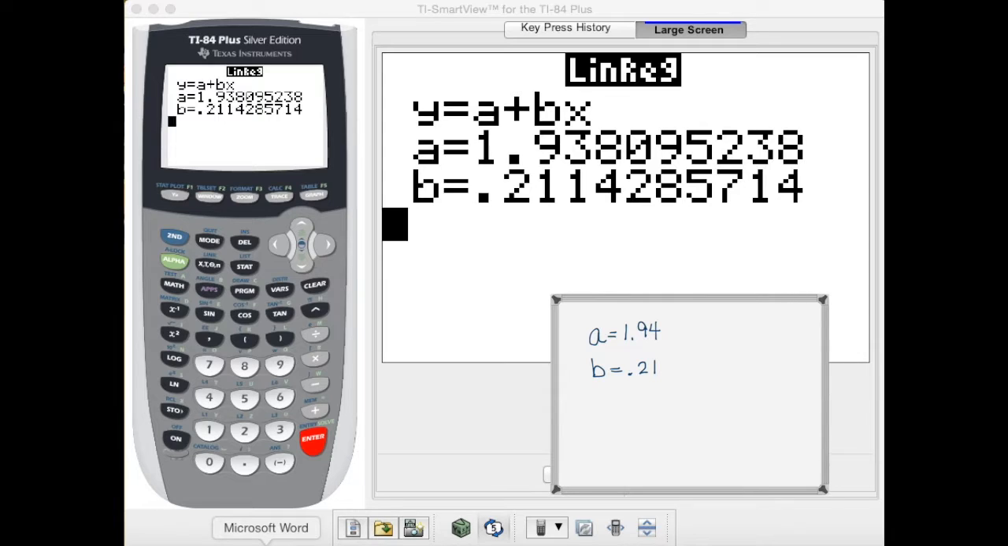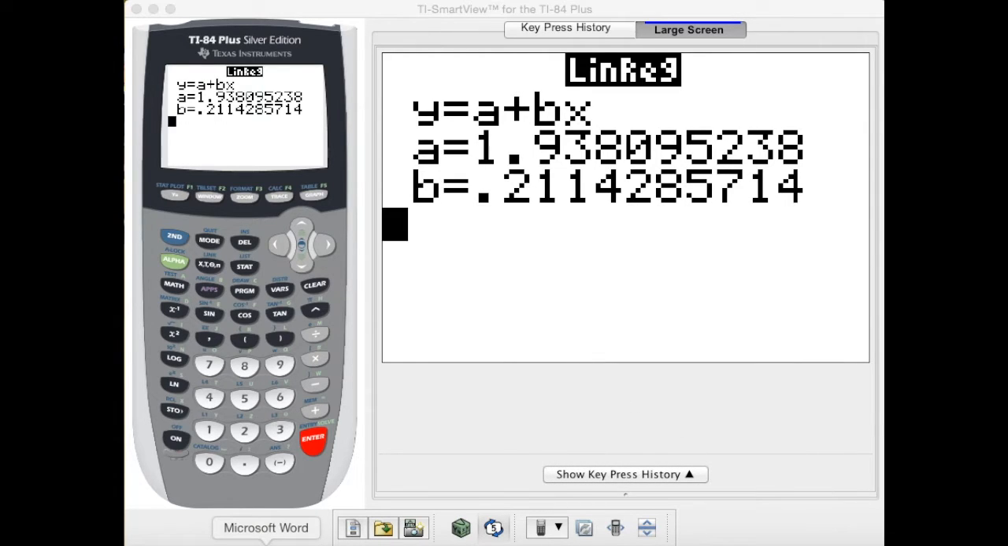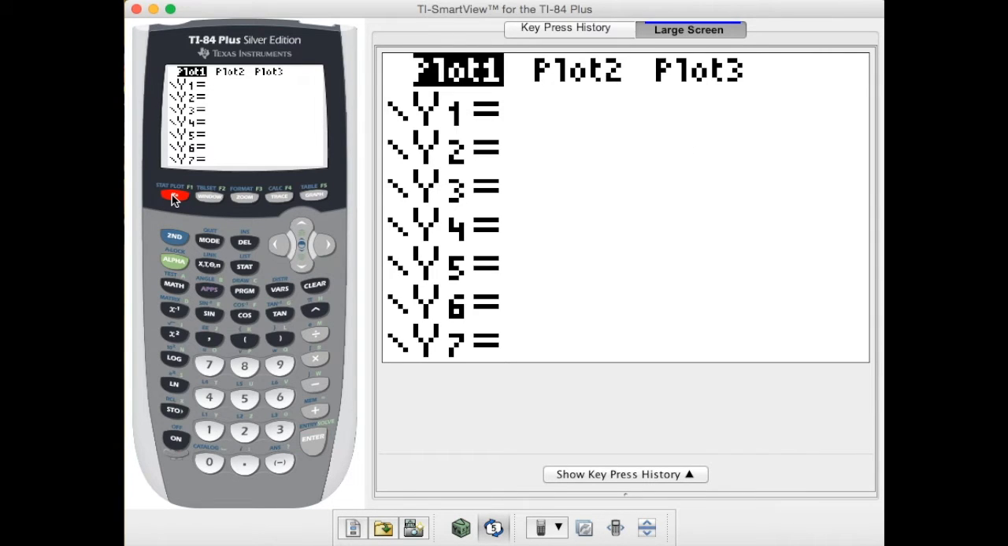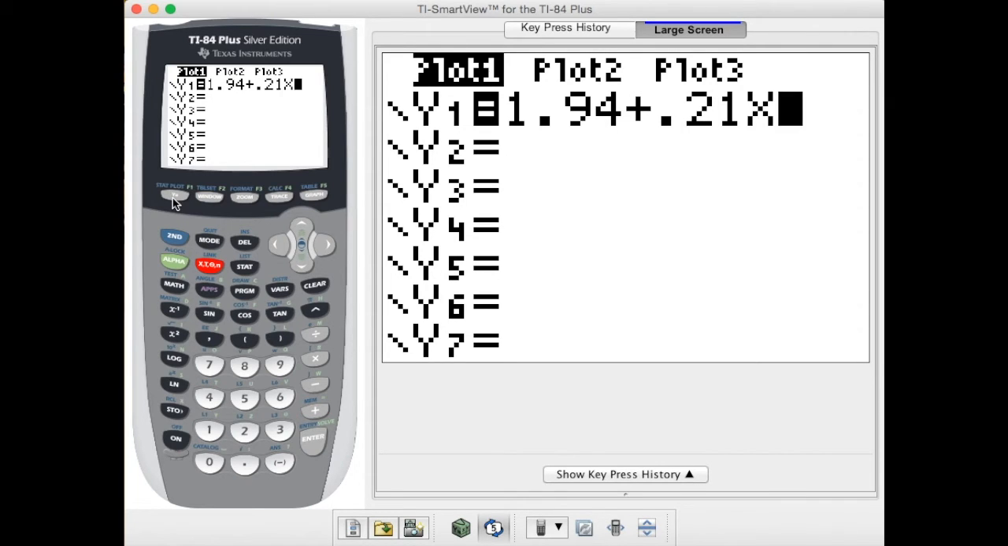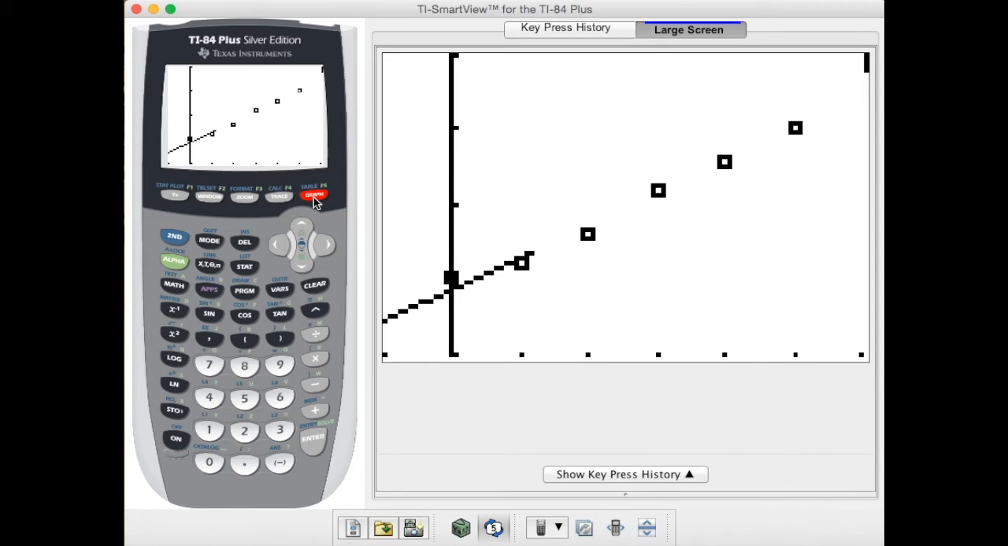From here, I'm going to put it all together. Plug in or substitute my a, so it's going to be y equals 1.94 plus, because my slope is positive, 0.21x. So I've substituted my 0.21 for the b value. And that's it. And now you found your equation of the line. Now, if I want to check to make sure that's correct, that I didn't put anything in that was crazy, I can go to y equals and plug that in. 1.94 plus 0.21x. I'm going to hit Graph, and I can see that this is a really good fit for my data points.